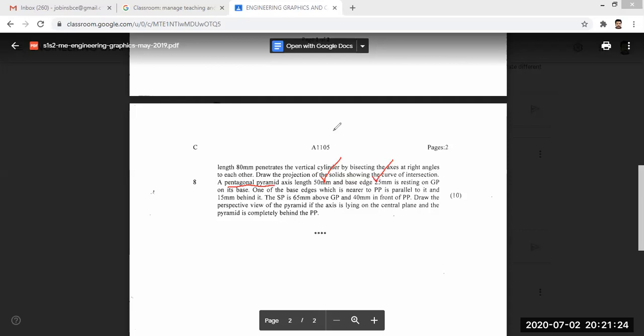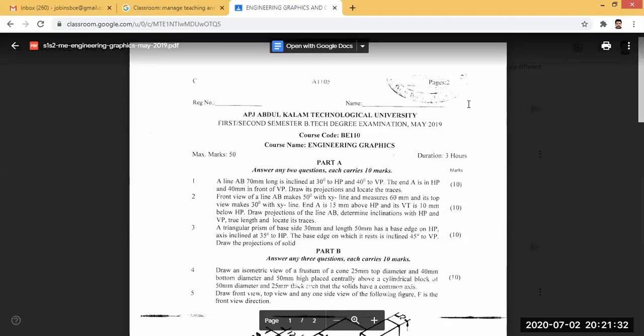Okay, so those are the assignment questions from this question paper. You can see the question paper is May 2019. This is the question paper. You can see this is the May 2019 question paper. So you have to complete all of these from this question paper.